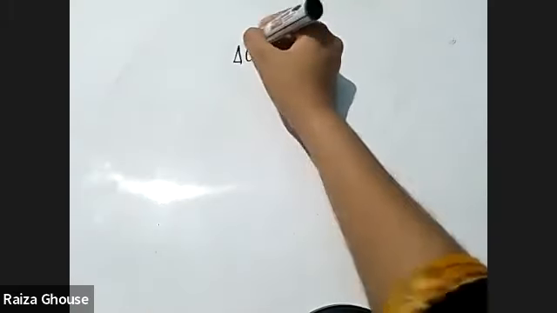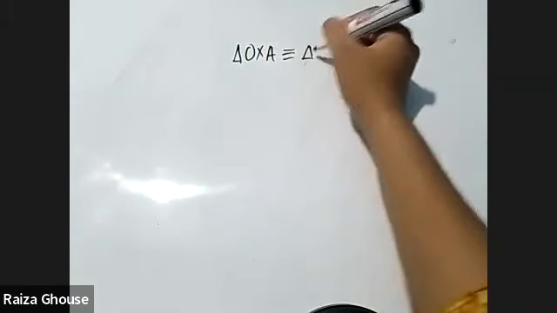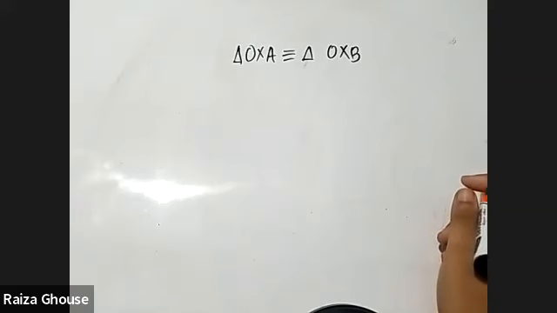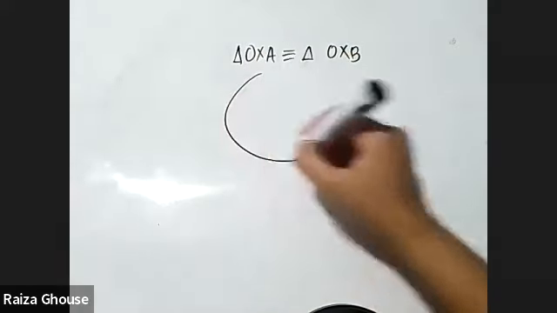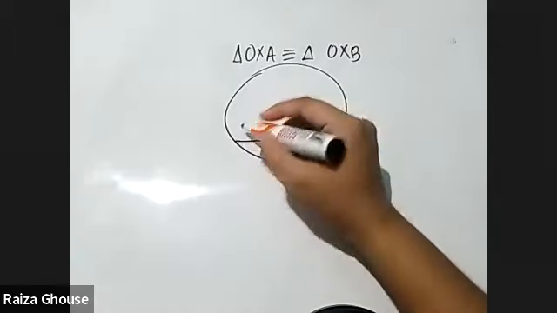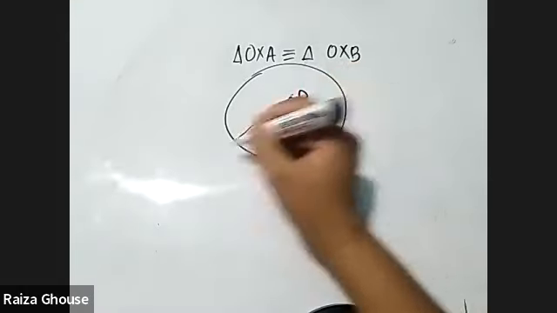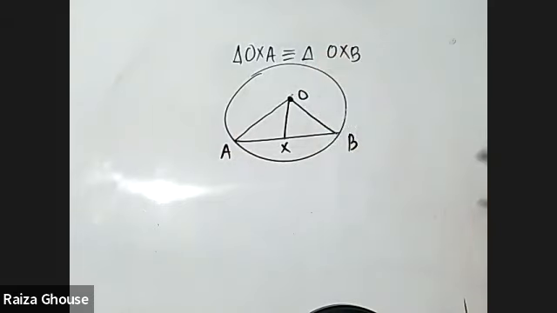Right. Let me give you a question now. You have to do it. Write down. Prove that triangle OXA is congruent to triangle OXB. Yeah, that's enough. And draw this picture. There's a circle. You have to prove the congruency. This is the center. So understand, this is the center. That is important. Right. Do the question. Prove the congruency.